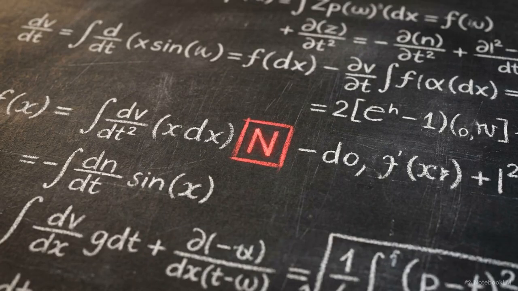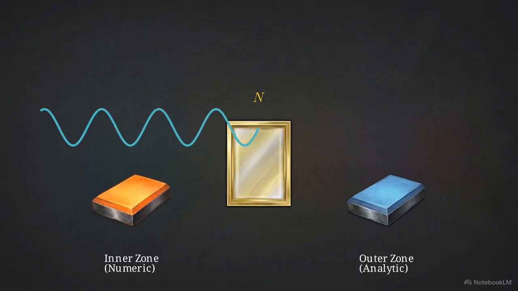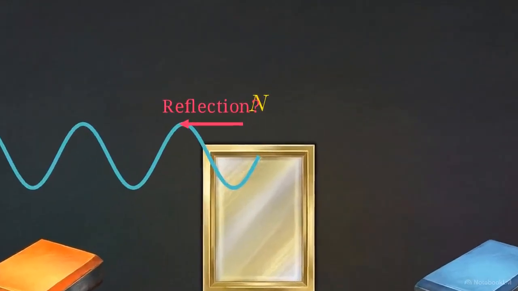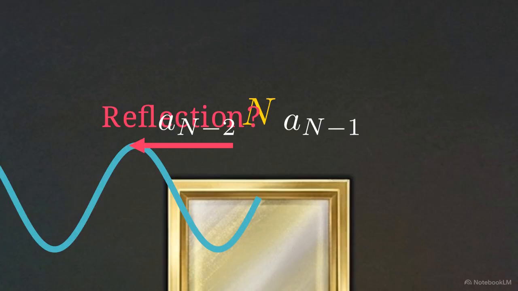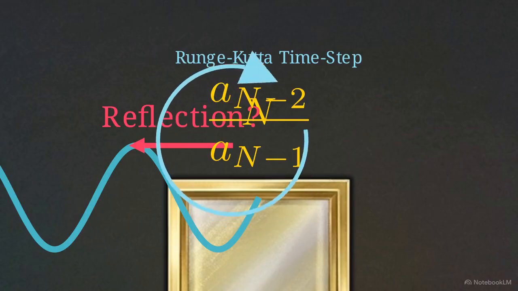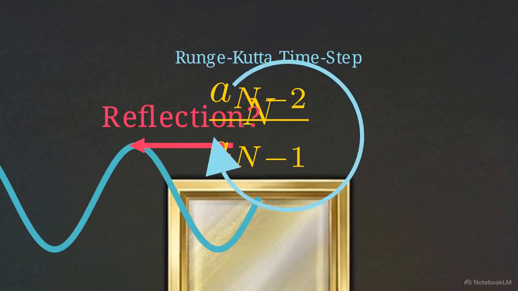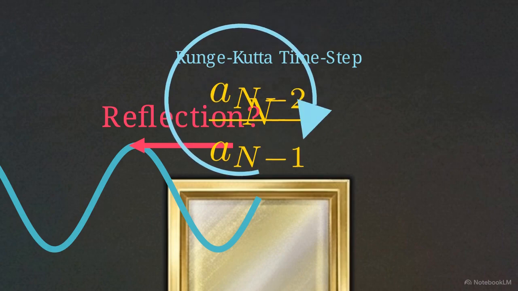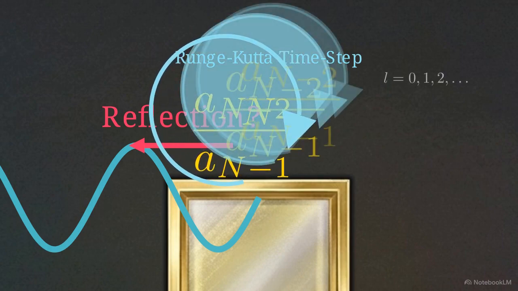The simulation now faces its central mechanical challenge. How do we pass the wave from the numerically calculated inner zone into the analytically defined outer zone without creating a reflection at index N? The solution relies on evaluating the complex expansion coefficients, specifically the ratio of the coefficients right at the border, a sub N-2 and a sub N-1. The simulation evaluates this quotient continuously, executing it during every single time step of the Runge-Kutta integration loop. Furthermore, this ratio is calculated independently for every single partial wave in the system.